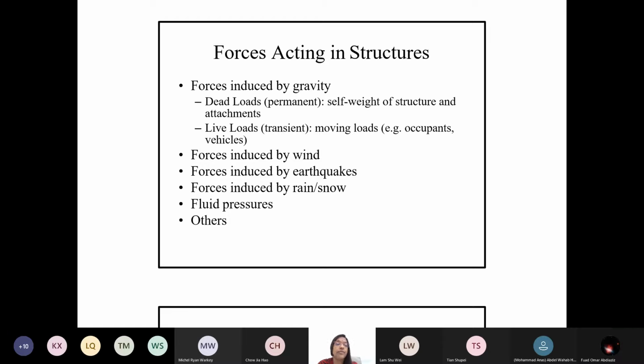Let me finish and you tell me. The forces acting on the structure will be, some of the slides are also there, but a summary of those slides is here: forces induced by gravity, forces induced by wind, forces induced by earthquake, forces induced by rain and snow, and fluid pressure.